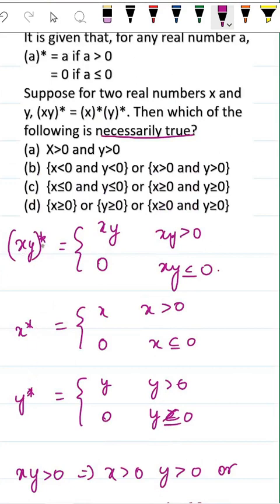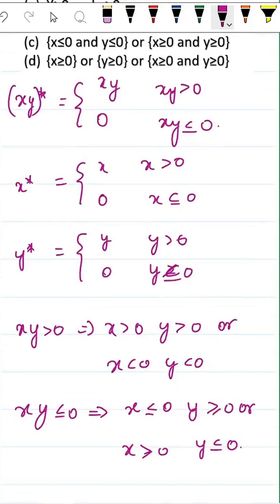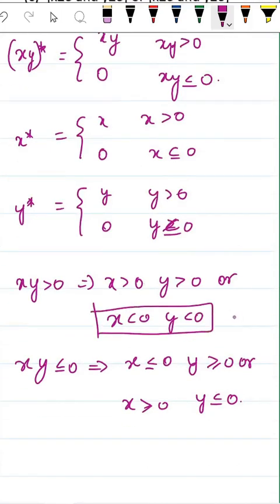Now if I take (xy) star equal to xy, the first condition, xy greater than 0, right? According to x star and y star, it gives xy multiplication only if x is greater than 0 and y is greater than 0. The second condition fails. Actually, we cannot discuss x less than 0 or y less than 0, because on the right hand side x star y star gives x directly if x is greater than 0, and y directly if y is greater than 0. That implies these two are equal, that is (xy) star is equal to x star y star.